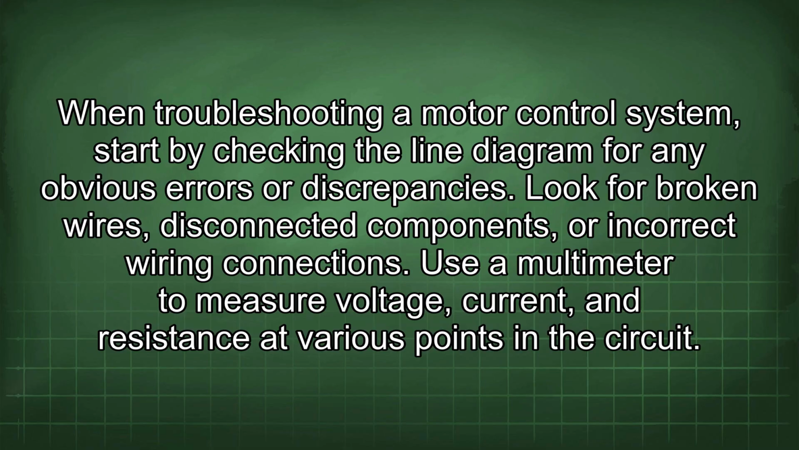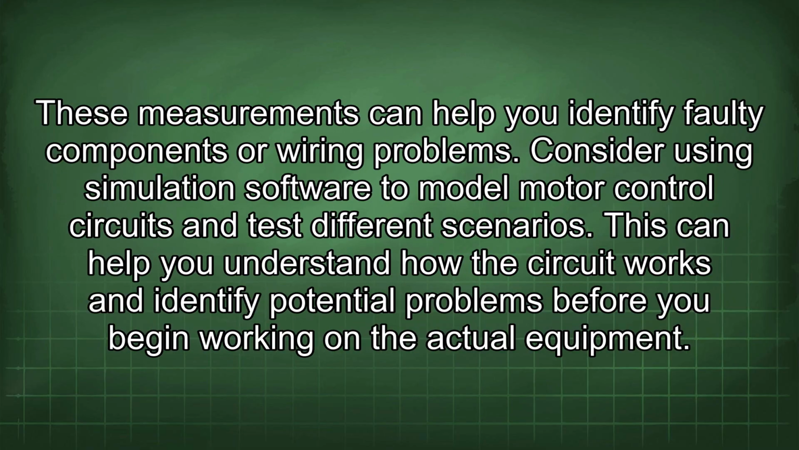When troubleshooting a motor control system, start by checking the line diagram for any obvious errors or discrepancies. Look for broken wires, disconnected components, or incorrect wiring connections. Use a multimeter to measure voltage, current, and resistance at various points in the circuit. These measurements can help you identify faulty components or wiring problems.